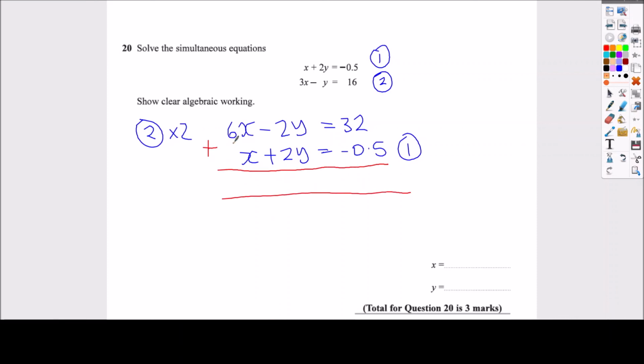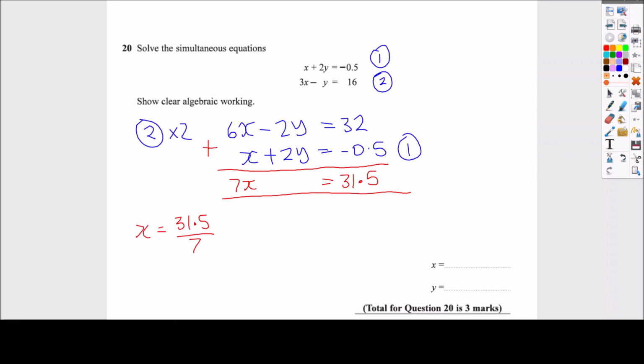So 6x add x is 7x. Minus 2y added together with 2y is nothing. That's the whole point, it eliminates. And 32 added together with a minus a half is 31.5. So then divide by 7. So x is 31.5 divided by 7.